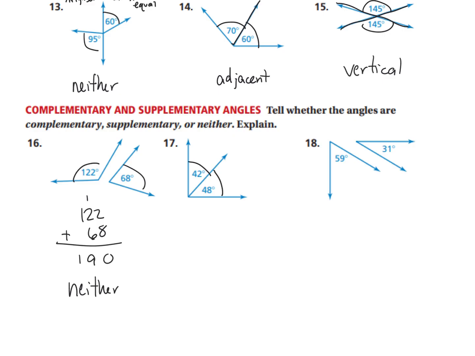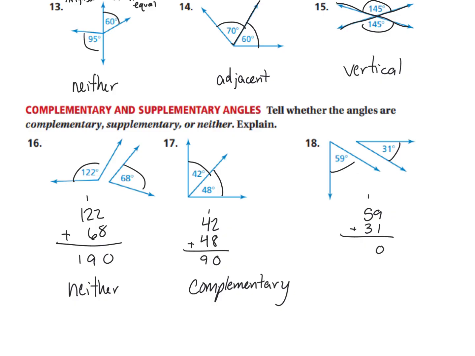These two, 42 and 48, looks pretty good. Let's just check it. 2 plus 8 is 10, and that would be 90. 90 degrees means these angles are complementary of each other. And then finally 59 and 31. Well, 59 plus 31 will give us 90 again, so this is complementary as well. So in these three examples, there's no supplementary. Nothing adds to 180.